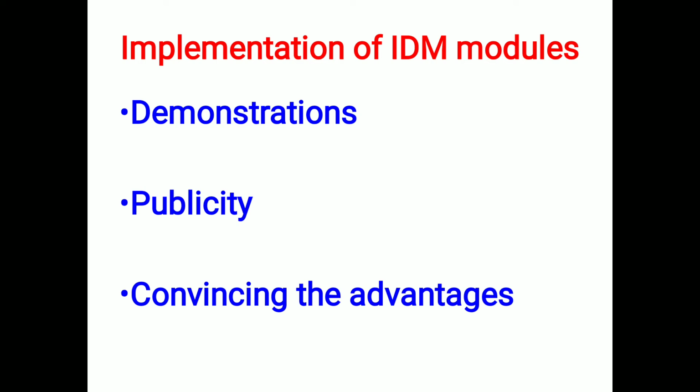So there are three important points regarding implementation of IPM module. First is demonstration. We can do the demonstration of particular practices, and then the farmer can use it. Then publicity. You should make people aware about the use of IPM module, and then farmers use that IPM module. And last one, convincing of the advantages. After convincing the advantages, farmers use that IPM module.